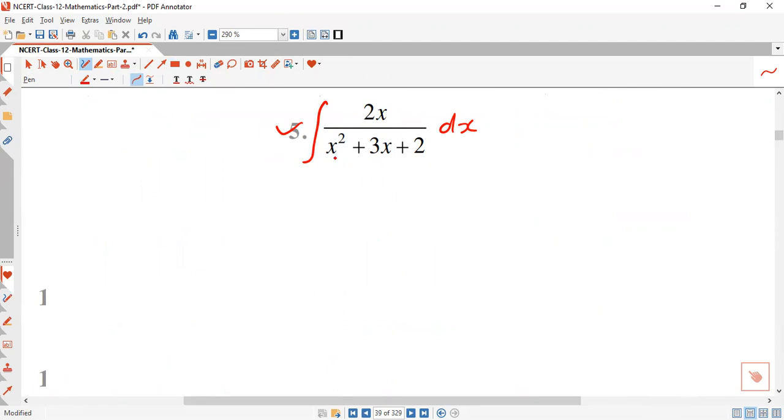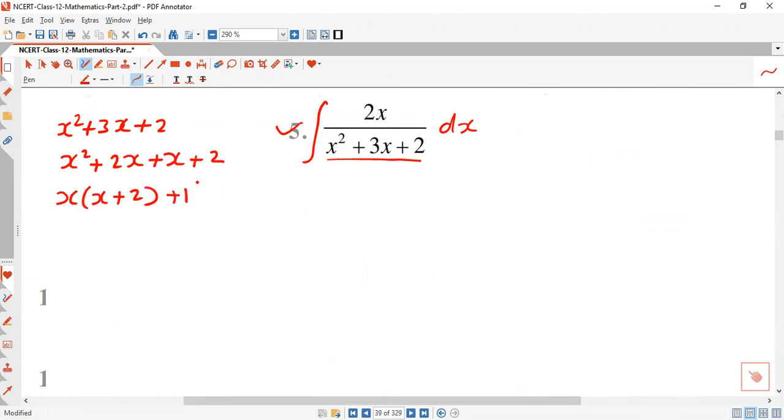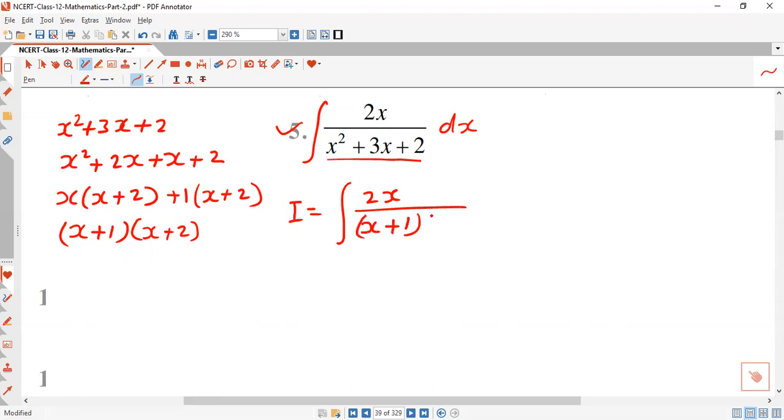So we do the factorization of this quadratic first. You see x squared plus 3x plus 2 can be written as x squared plus 2x plus x plus 2. Taking x common, x plus 2, and plus 1 common, x plus 2, this becomes x plus 1, x plus 2. So this is the factorization. So the integral I becomes 2x divided by x plus 1, x plus 2. Factorization is possible. Now we do the partial fractions.